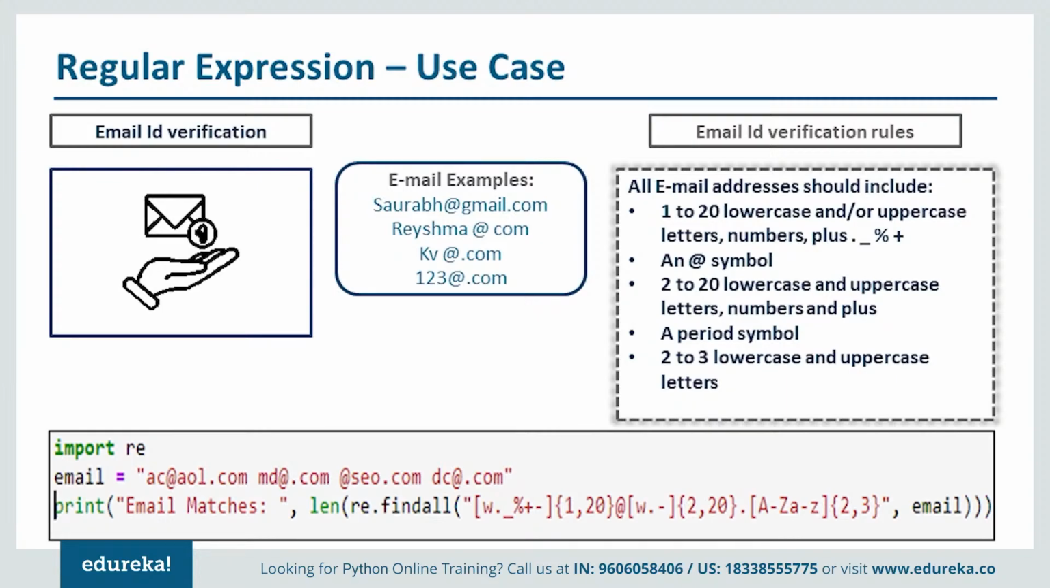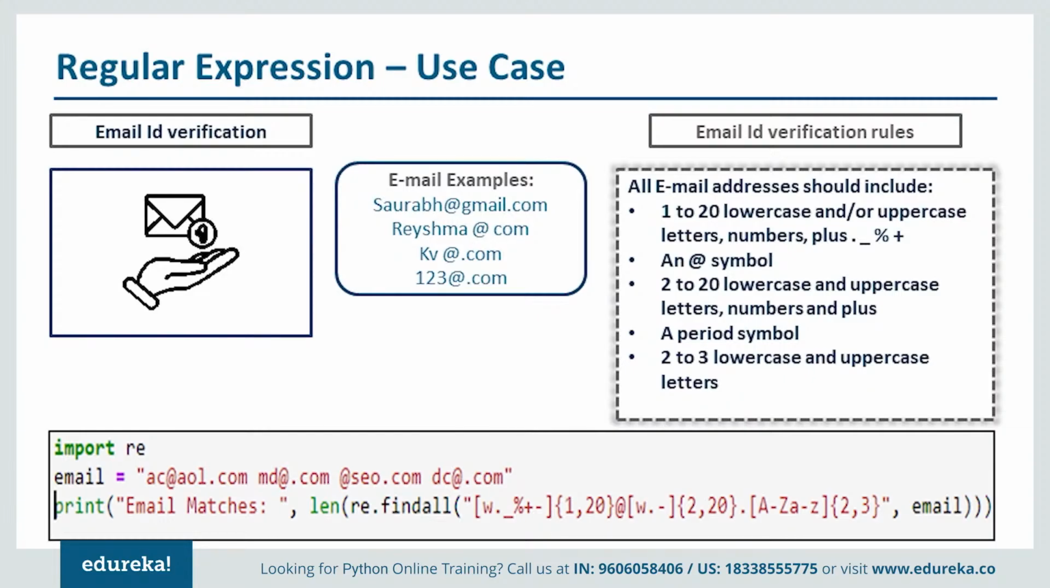The username can have 1 to 20 lowercase or uppercase characters, and can include numbers, plus symbols, dot, underscore, percentage, plus. These symbols can be present in this one. That is why you can see here the regular expression with W, which stands for any word character, whether a number or alphanumeric. Then we have dot, underscore, percentage, plus, hyphen, minus. The range of characters should be 1 to 20.